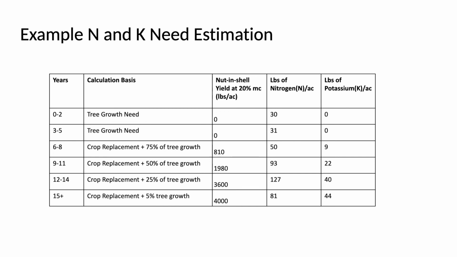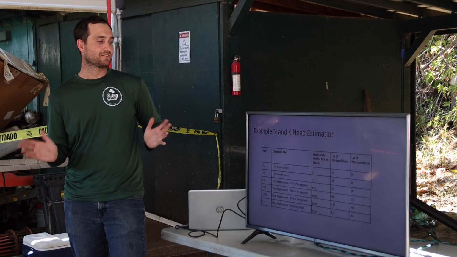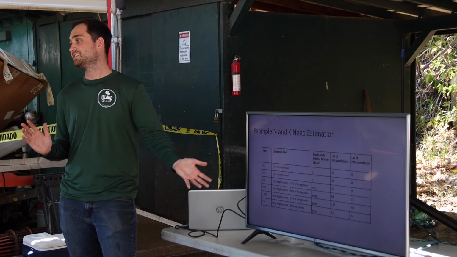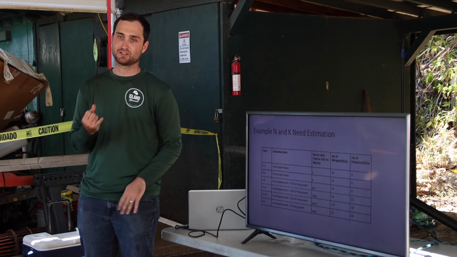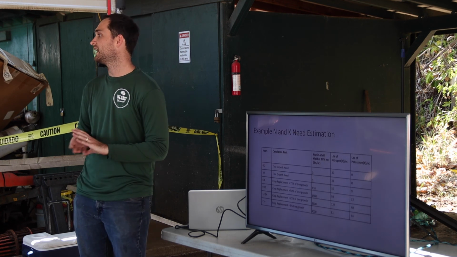Then once you get to 15 years plus, and you're doing 4,000 pounds an acre, which is definitely above average, and you want 5% tree growth, this is my estimation of how many pounds of nitrogen and potassium you need in that system. At 4,000 pounds an acre and 5% tree growth, it comes out to about 81 pounds of nitrogen needed each year and 44 pounds of potassium. It's a rough calculation, and then you have to decide how much your soil organic matter is adding, how much your fertilizer is going to add, and all of those things.